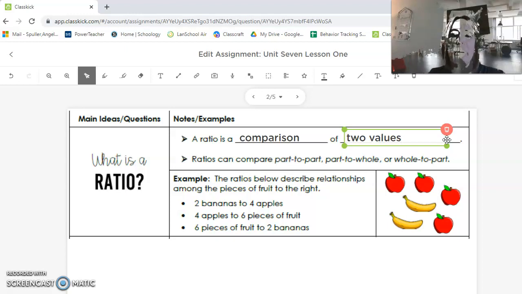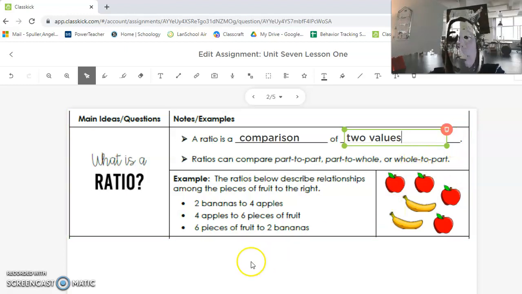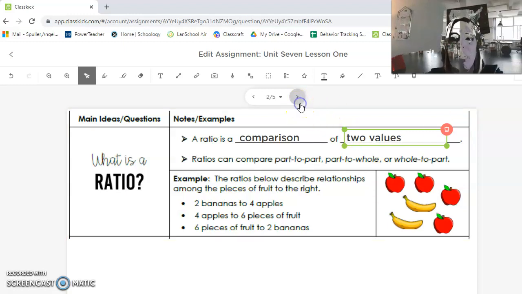Here's an example. The ratios below describe the relationships among the pieces of fruit over here, the apples and bananas. Part to part, the fruit is 4 apples to 2 bananas, or 2 bananas to 4 apples. Part to whole, there's 4 apples, but altogether there's 6 pieces of fruit. I can say a whole to a part, there's 6 pieces of fruit altogether to 2 bananas.